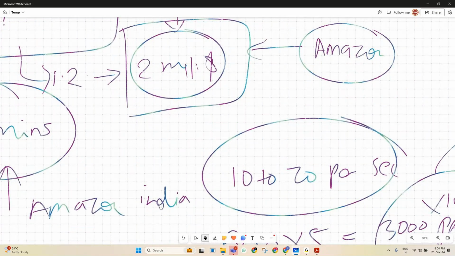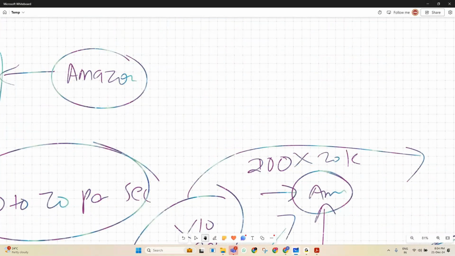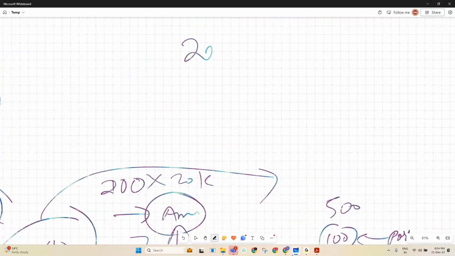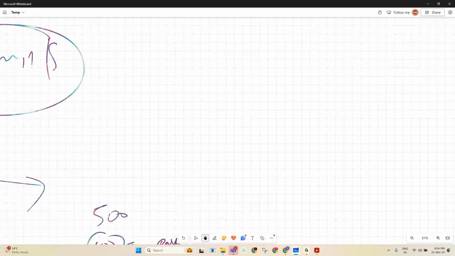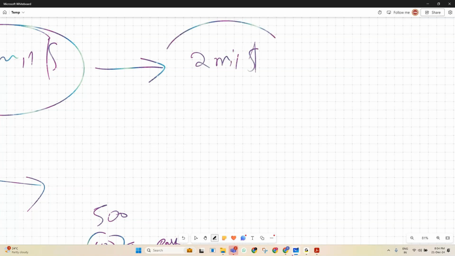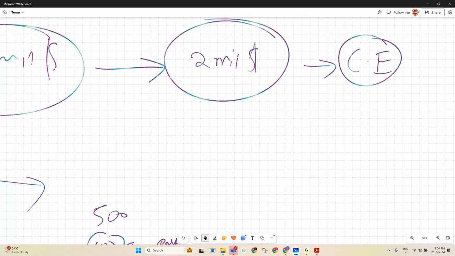If I say $2 million, the actual loss to Amazon might be $20 million, with brand value and everything else they lost. Okay, now consider this $20 million. They could have brought this loss down to maybe $2 million a year by just having a proper chaos engineering team or a chaos engineering process for all their applications.